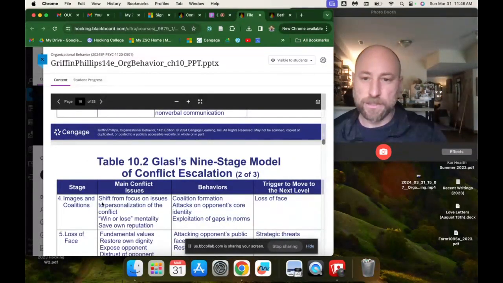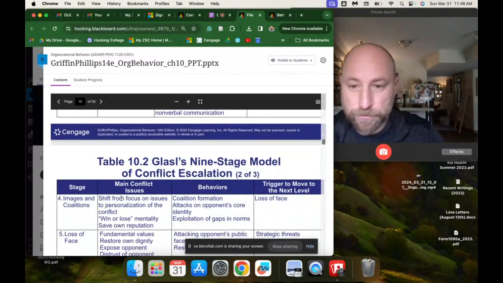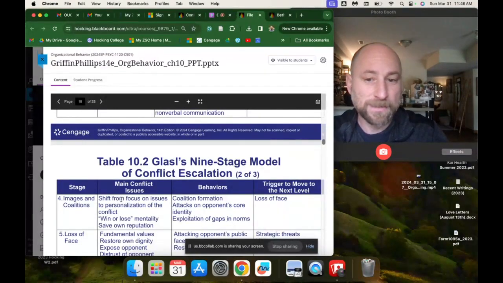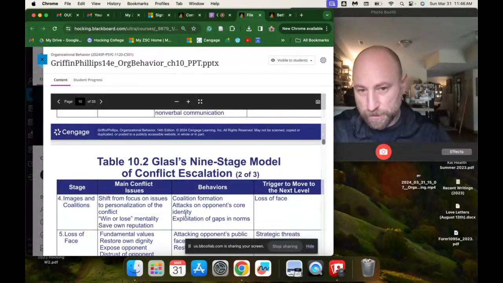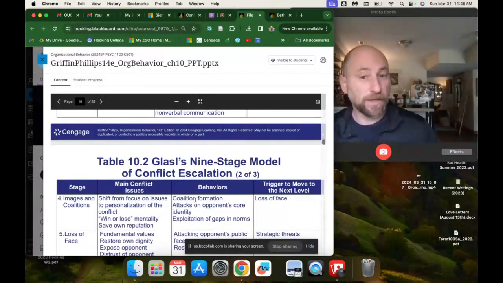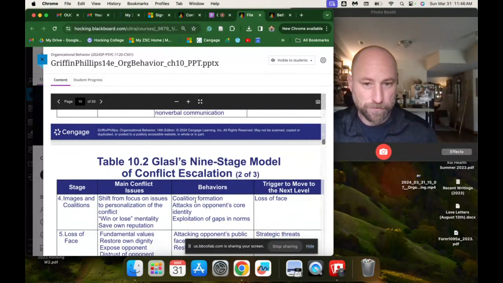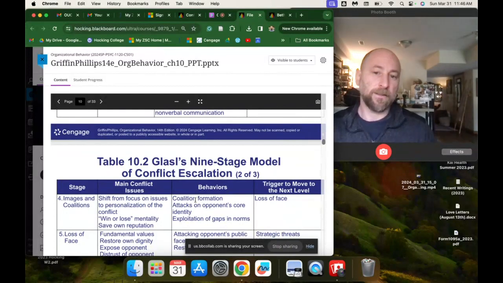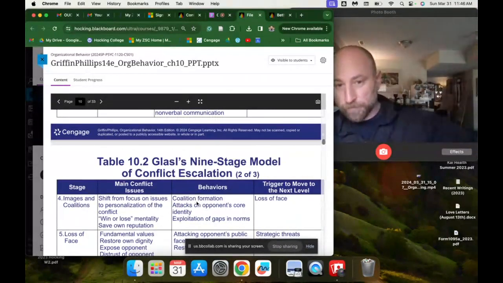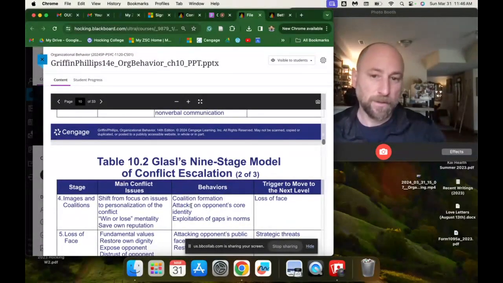So in this stage, the main conflict issue is that it shifts the focus from issues to personalizing the conflict. Accompanying that would be a win-lose mentality, people trying to save their own reputation. Now they're building coalitions, they're trying to bring other people to your side. You know, this is relevant in an organization. If the disagreement escalates, eventually you're trying to get your coworkers, other managers, upper level managers on your side.